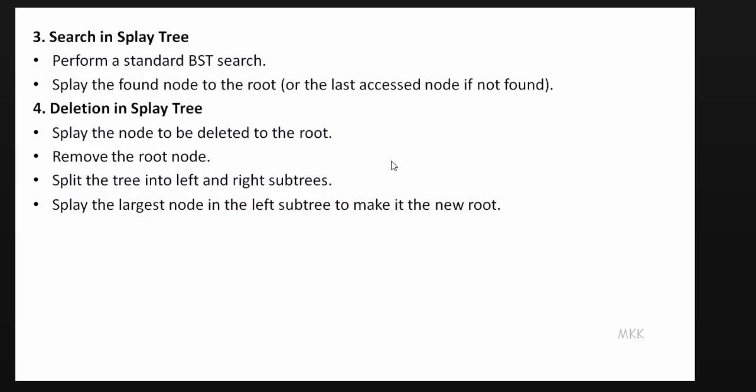Splay the largest node in the left subtree to make it the new root. Okay, so on the left side, whatever the largest value is, you can make it the new root. Then what happens if you go to the right subtree? The minimum value node will be the root. Why? Because all right side values must be greater than the root node. If you are taking the left side, the maximum valued left subtree node will be the root. Then what happens? On the left side, all values will be less than the root node, and on the right side, by default, they will be greater than the root node.